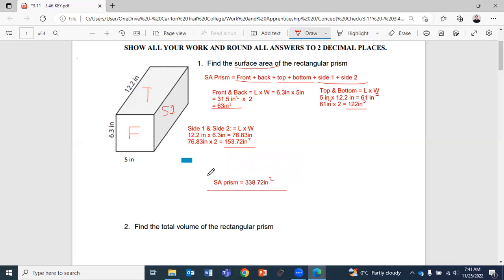A couple of you doubled this for some reason. Nope, you found the area of all 6 sides. You're done. That's it. That's all you need to do. Find the area of all 6 sides, add them together.